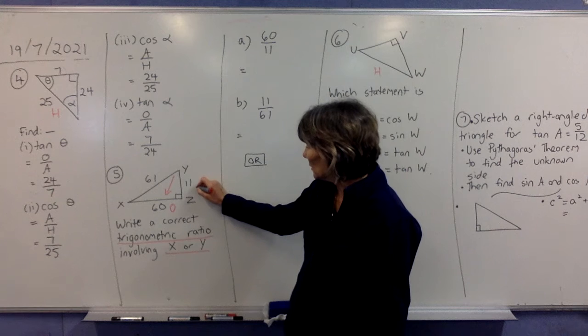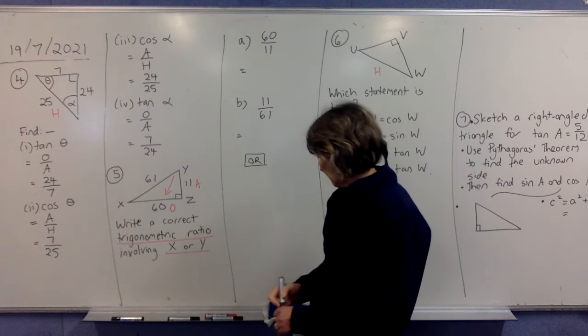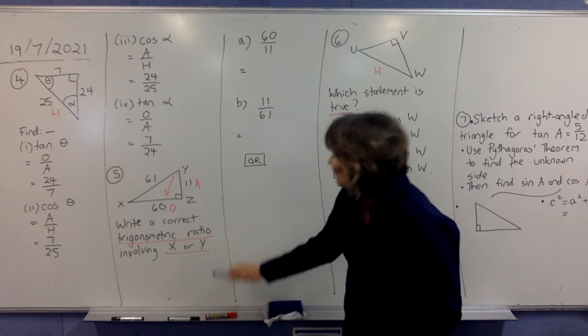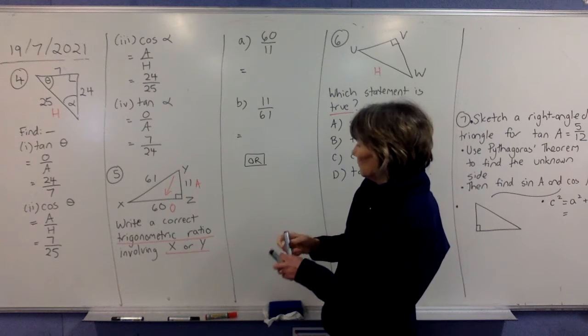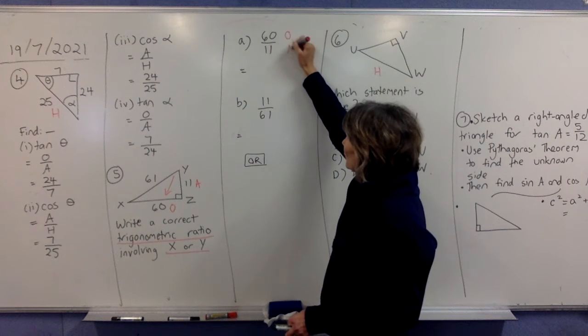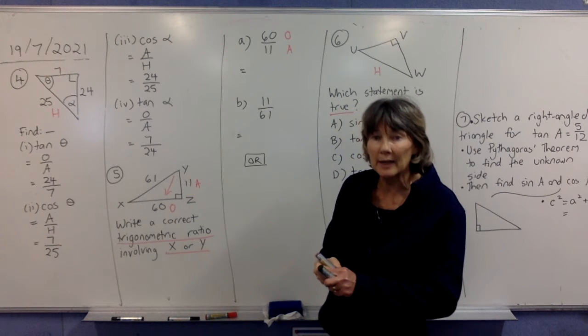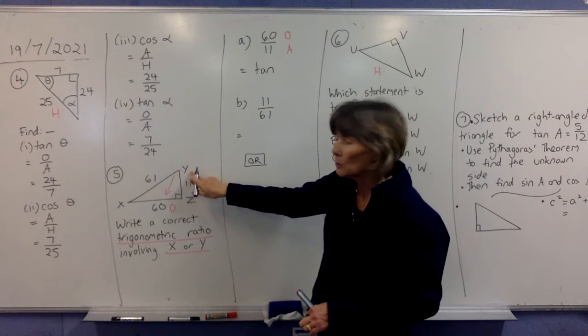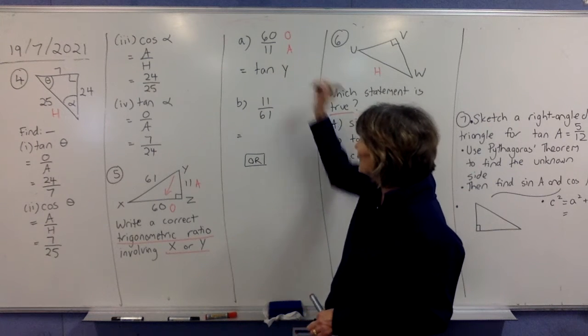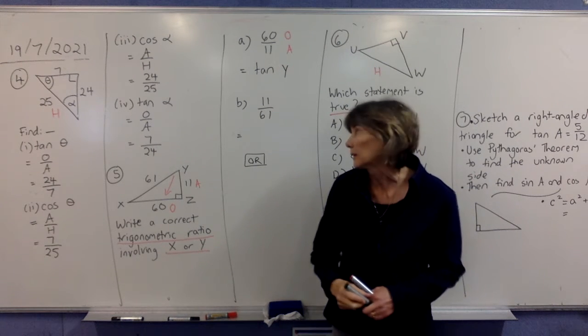And if that's the case, this would be the adjacent side. So in that case, 60 over 11, opposite over adjacent. It means we're looking at tan, because that's opposite over adjacent. And the angle we were looking at was y, so it's tan y that they're after.